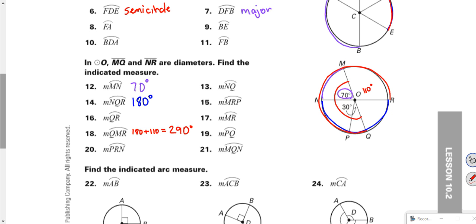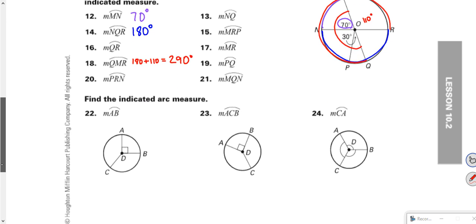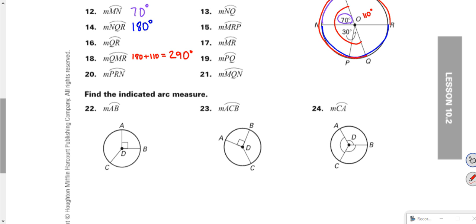Okay, I'm going to move on here. Find the indicated arc measure. So the measure of arc AB, well, they gave us enough information here. With this being perpendicular, that means it has to be 90 degrees, because remember the arc measure is the same as the central angle. Number 23, measure of arc ACB. So we're looking at this one, ACB, the major. Well, if this is 90 degrees, then that's going to be 360 minus 90, so that is 270 degrees. Okay, next page.